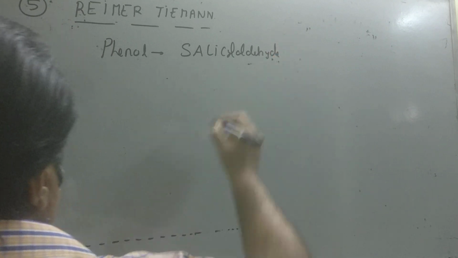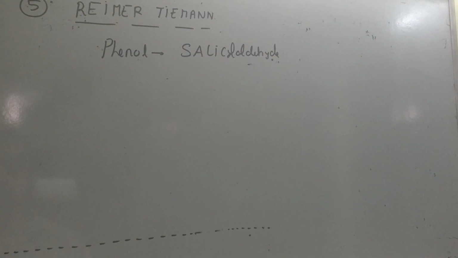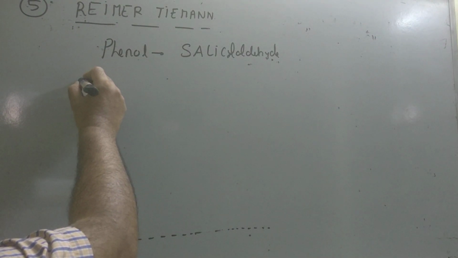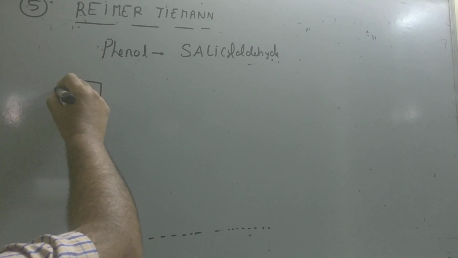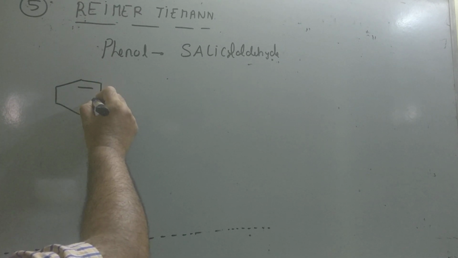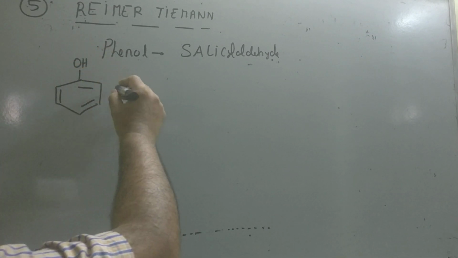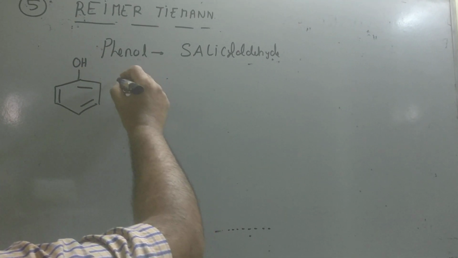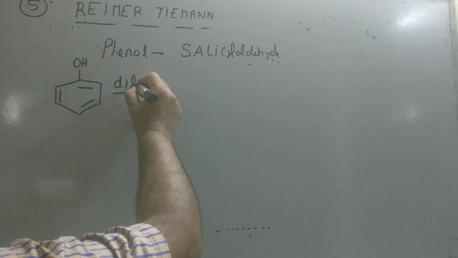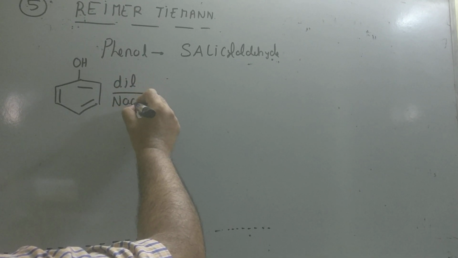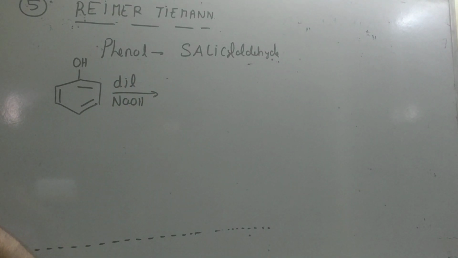You just see the IUPAC name of salicylaldehyde also. So it's a Reimer Tiemann reaction in which we will be able to convert phenol into salicylaldehyde. What we do in this reaction is we take phenol. We have to have a solution of phenol. We've already discussed phenol is sparingly soluble in water. So we are going to dissolve phenol in dilute NaOH. You already know why phenol dissolves in dilute NaOH, because phenol is acidic in nature. It will react with NaOH to form a water soluble salt.